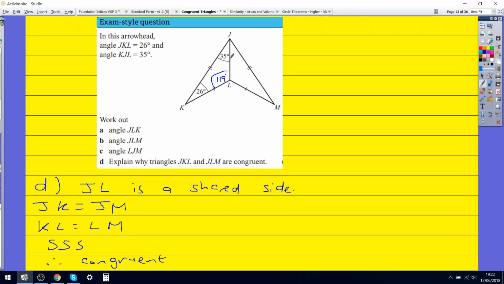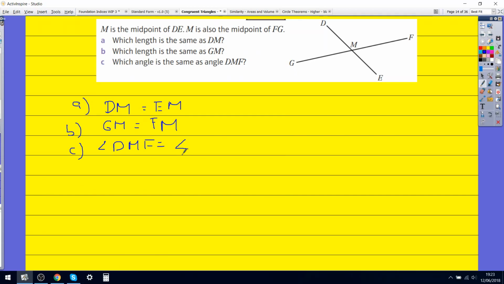So then angle DMF. Okay. Angle DMF equals angle GME. That's fine. So that's just necessary for this.